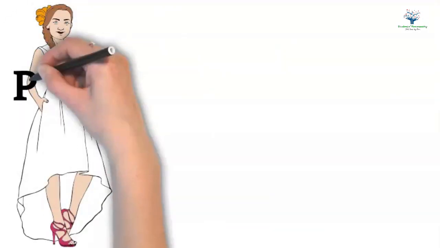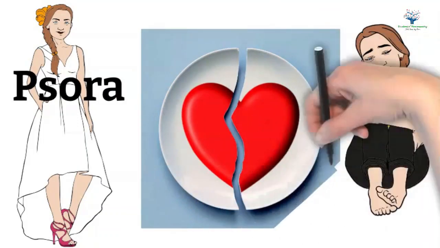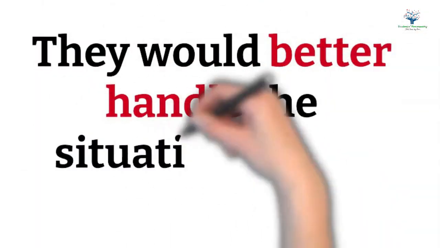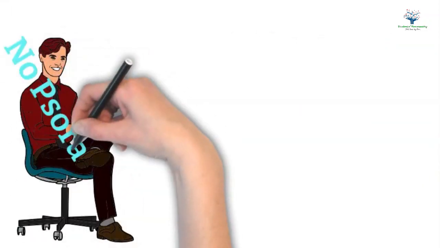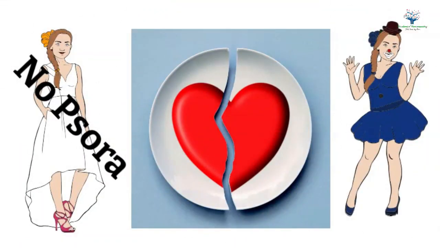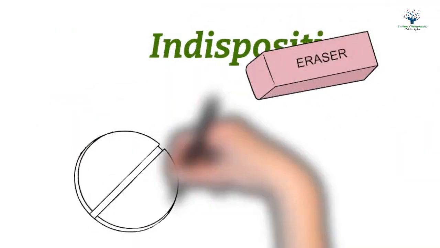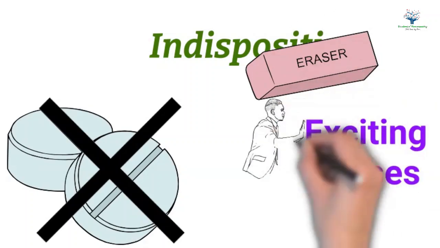For example, a businessman having Psora within may become insane from business failure. A young girl who has Psora within may suffer from disappointed love. These are all indispositions. In both of these cases, they would better handle the situation if they had no Psora. The businessman would throw off all the business cares and the young girl would take the disappointment easily. Usually, the indisposition gets removed by itself without any medicinal aid if the exciting causes are removed.